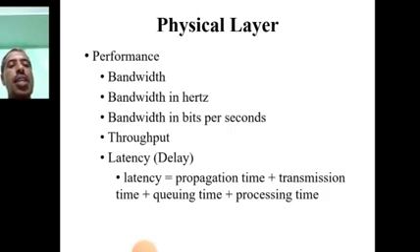The physical layer performs some transmission process. We maintain the bandwidth and bandwidth frequency, transmitting the bit stream between sender and receiver. We also calculate throughput and latency, the delay between the sender and the receiver. We calculate the delay as equal to propagation time plus transmission time plus queuing time plus processing time.